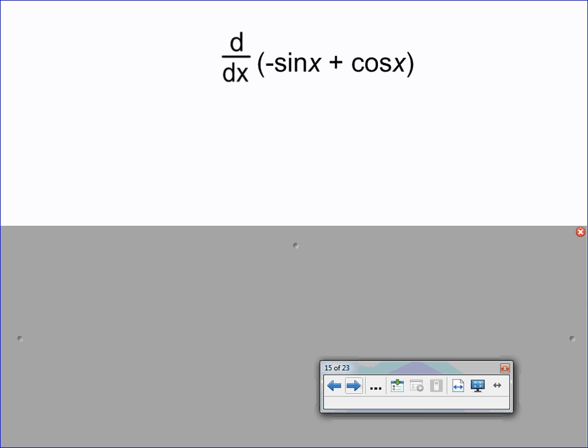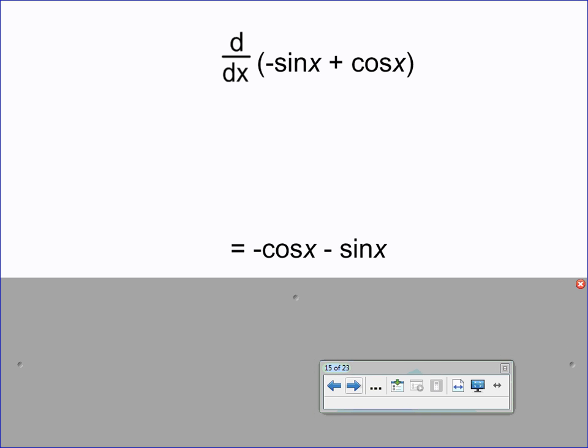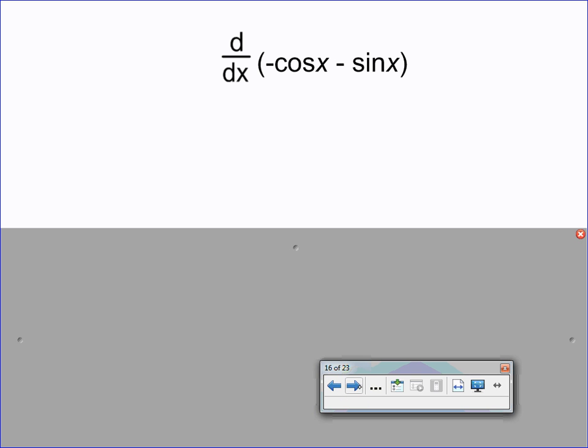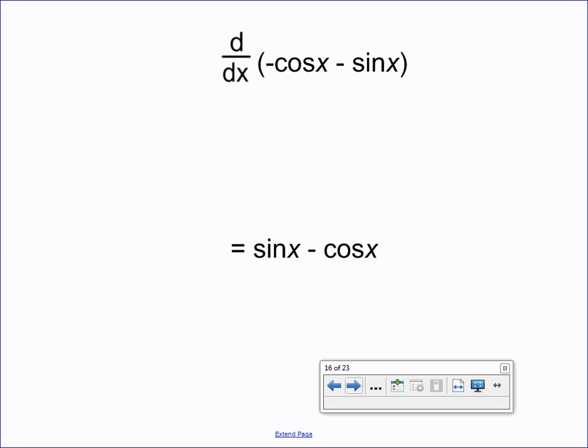Number 9. Negative cosine x minus sine x. You're correct. Nice job. Derivative of negative cosine of x minus sine of x. Number 2. Sine of x minus cosine of x. Yes, nicely done. You guys are killing it.